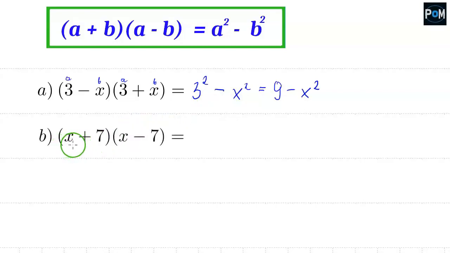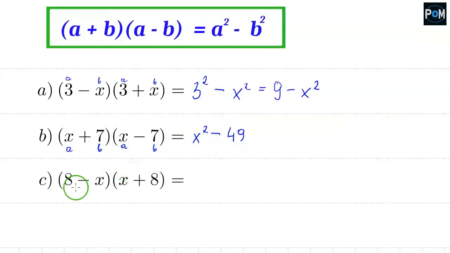In example B, we have x plus 7 times x minus 7. So we have that this is a, and this is b. We have a squared, according to the formula, which here is x squared. Subtract b squared, and for us, b is 7. 7 squared is 49. And we have the result for example B.